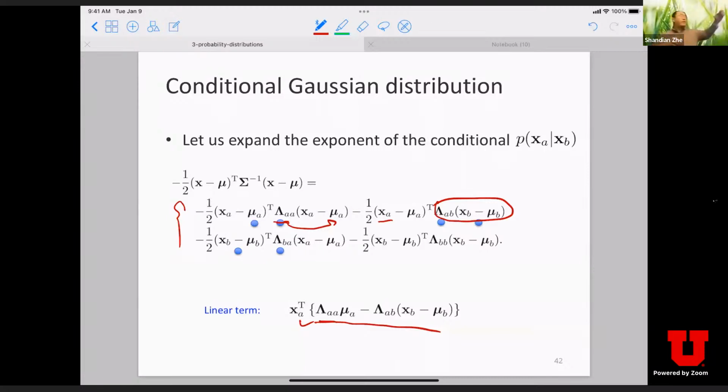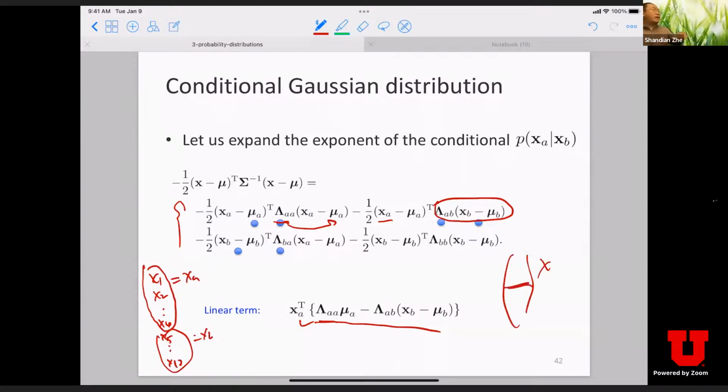No, it's two subvectors. Suppose this is x1 to x4, and x5 to x10. I can pick this part as my xa and this part to be my xb. So it's a whole vector of your x, and we partition it into two subvectors. One is the xa vector, one is the xb vector. Any other question?